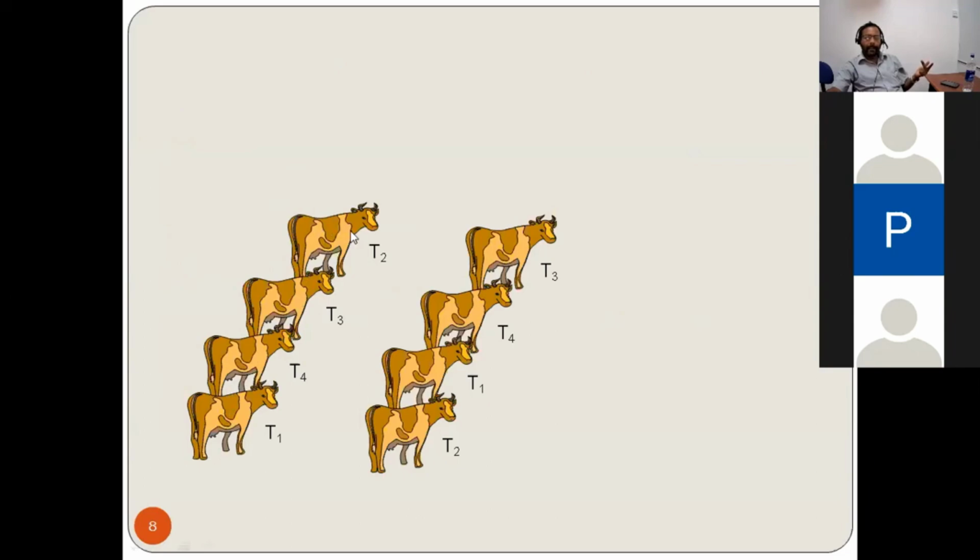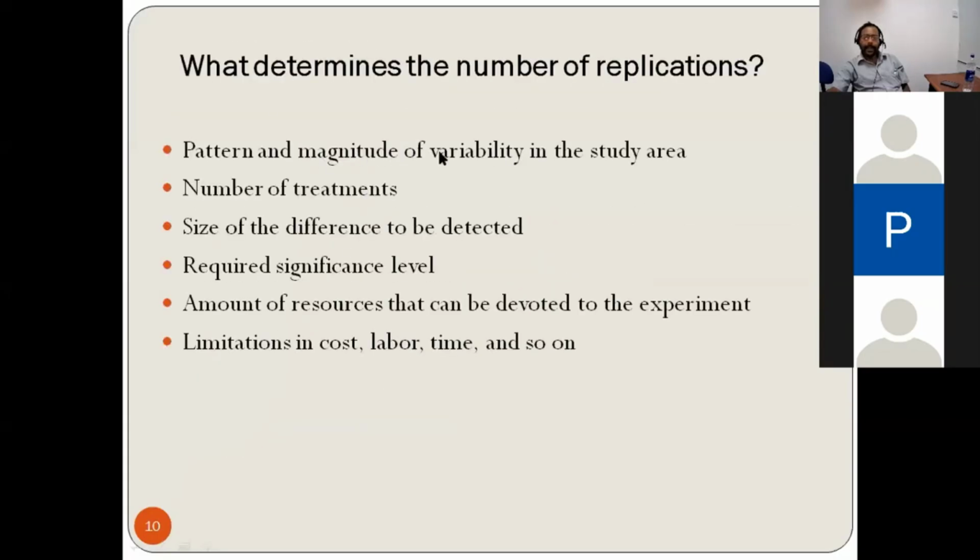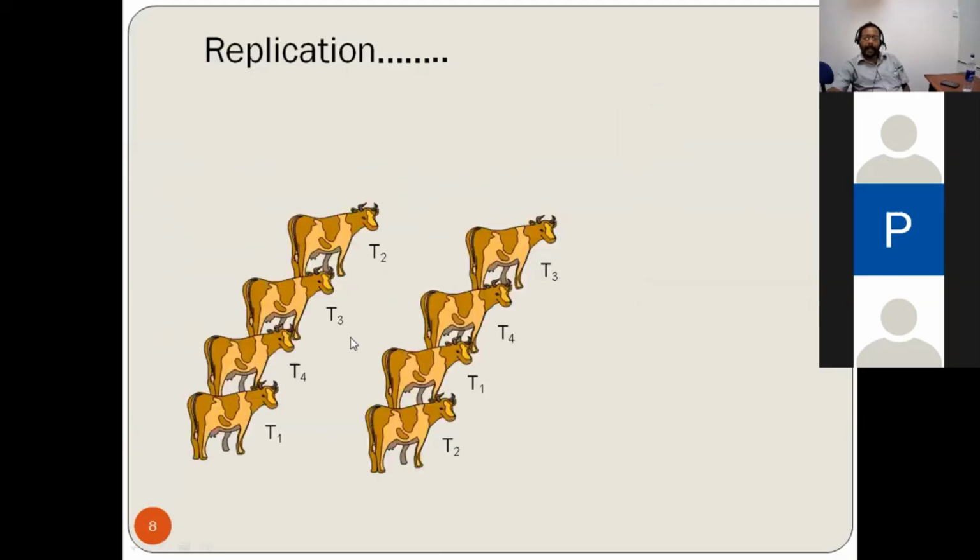Weight. We cannot find cows of the same weight, but let's say this cow is 190 kilos, this is 198, this is 200 kilos, this is 205 kilos. So this is an increasing gradient in this direction. So there's a small gradient, isn't it? This is what we said here, magnitude of the variability, pattern and the magnitude of the variability. So we'll have to study the pattern and the magnitude.